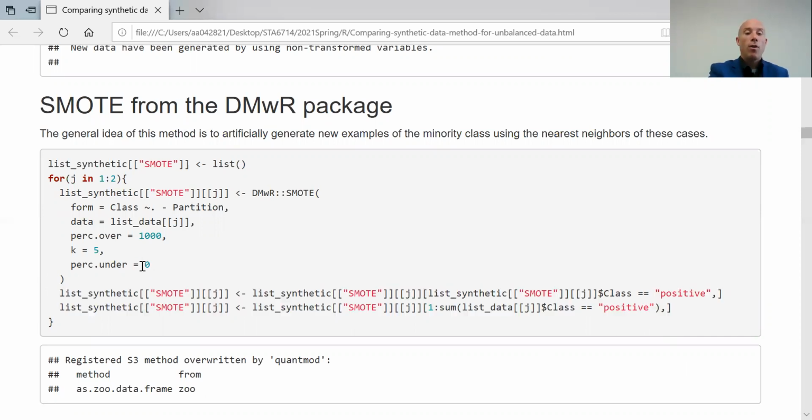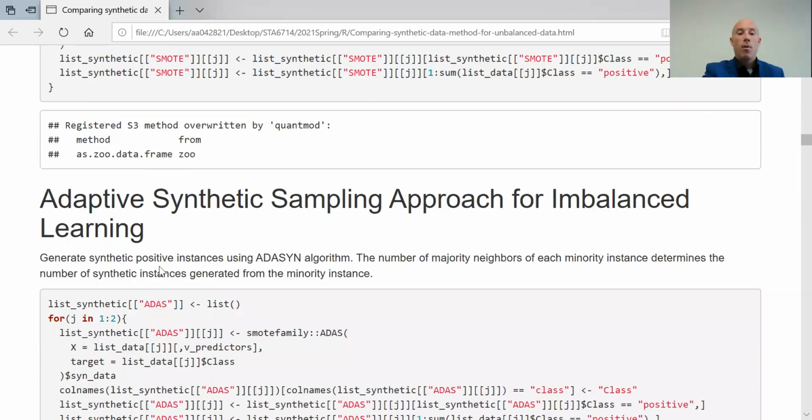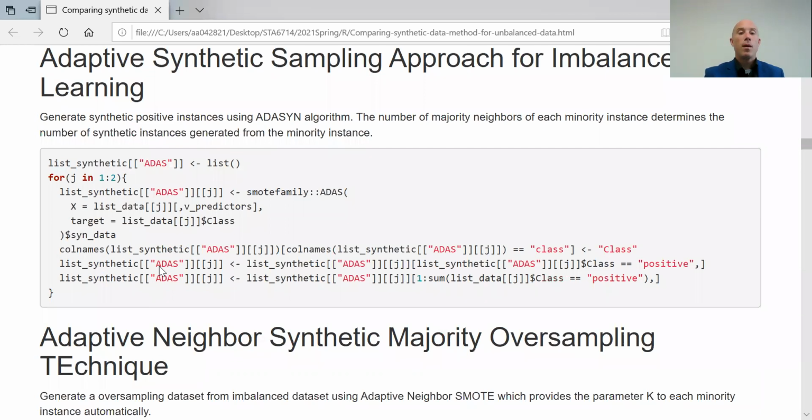And percent under is the percent of the majority case to sample, which I set to 0 because I don't want to waste time on the majority case. Now we've got the adaptive synthetic sampling approach for unbalanced learning. And so this is called ADASYN.